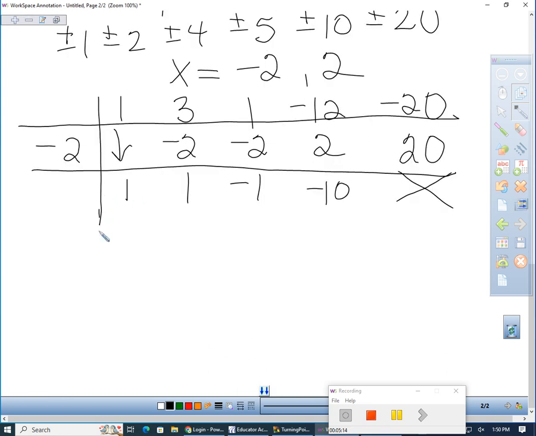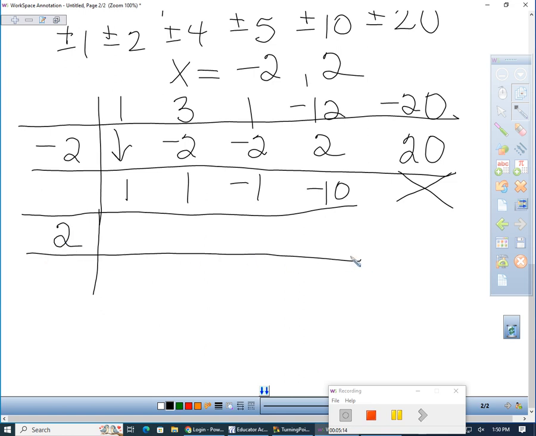So now we're going to continue exactly where we left off with the next one. So now I'm going to do +2 out here and continue my synthetic division. So I'm going to bring down my 1. 2 times 1 is 2. I add them together, I get 3. 2 times 3 is 6. I add them together, I get 5. 2 times 5 is 10, and again, there's no remainder.